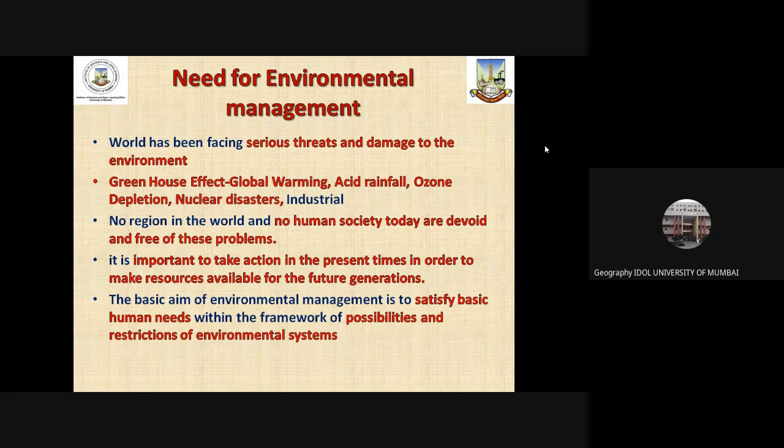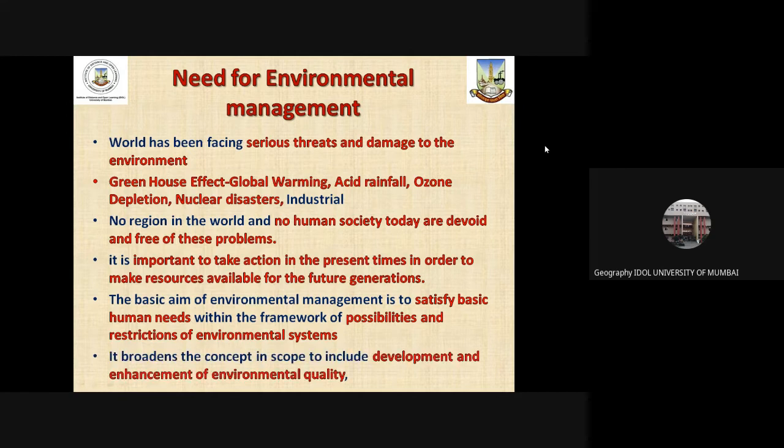And then the aim of environmental management is to satisfy basic human needs within the framework of possibilities and restrictions posed by the environmental system. So we have to consider the limitations and restrictions posed by the environmental system, and we have to satisfy the needs of the increasing population within that framework only. And therefore environmental management is more concerned with the sustainable usage of natural resources.